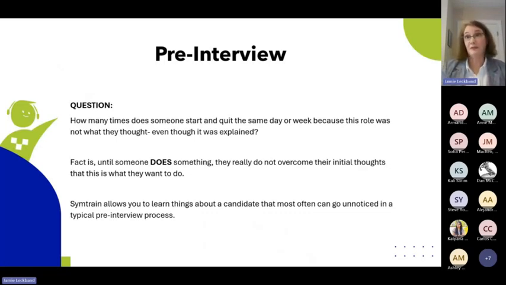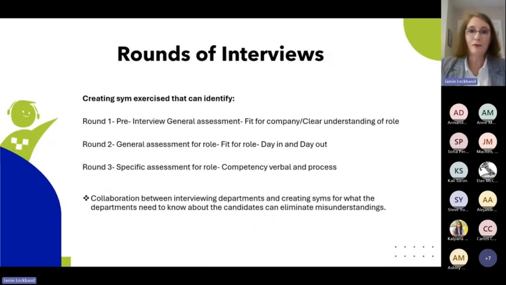So that's where SymTrain comes in. Sim assessment, being able to learn things about candidates that most often go unnoticed in a traditional interview. You all know, you use SymTrain. It's all about learning by doing. So we can learn about the candidates that we bring on board to be hired for a particular role, by having them do some of the things in the role and really vet them through that.